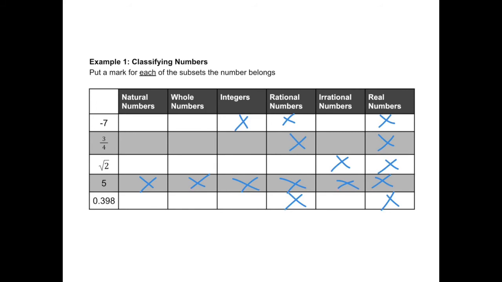So here's that chart completely filled out. You'll notice that the number 5 has all of them completed. So if you were to have to put a mark for each of the subsets, or to identify all of the subsets to which a number belongs, then you would list them all out. If you were just classifying the number 5, the answer would be natural number. The number 0.398 would be a rational number. Square root of 2 is irrational. 3/4 is rational. -7 is an integer. So we're going to the smallest bubble that they're in whenever we're actually giving it a name.